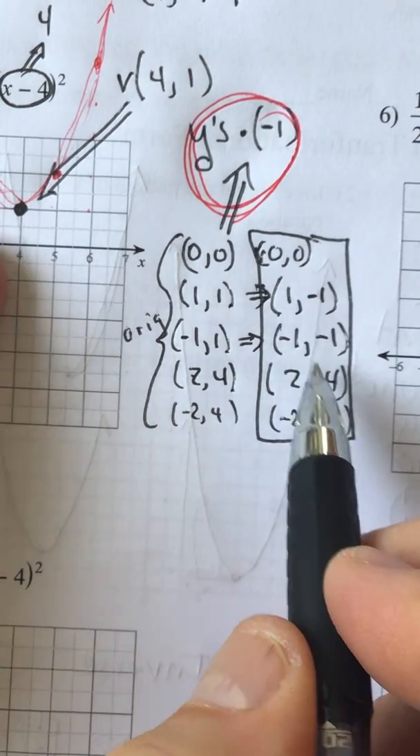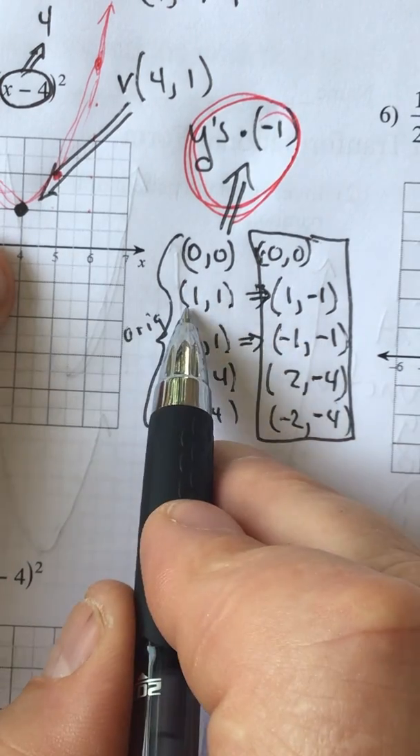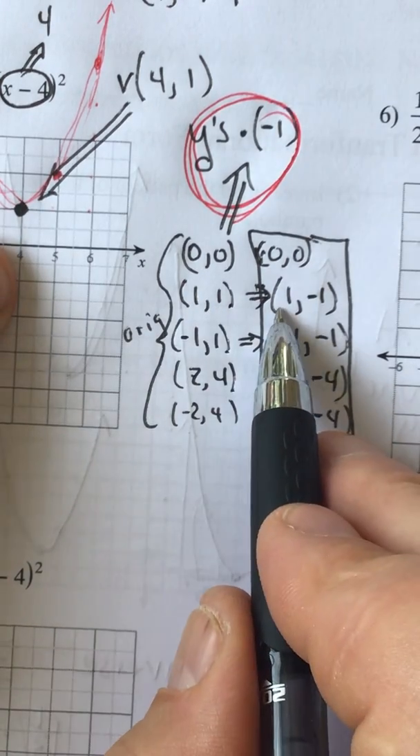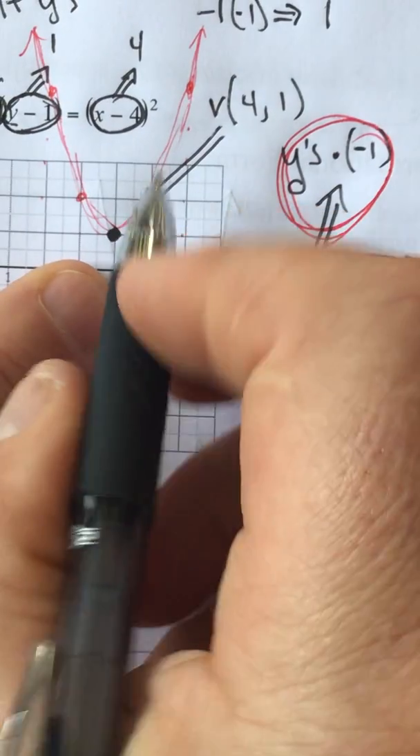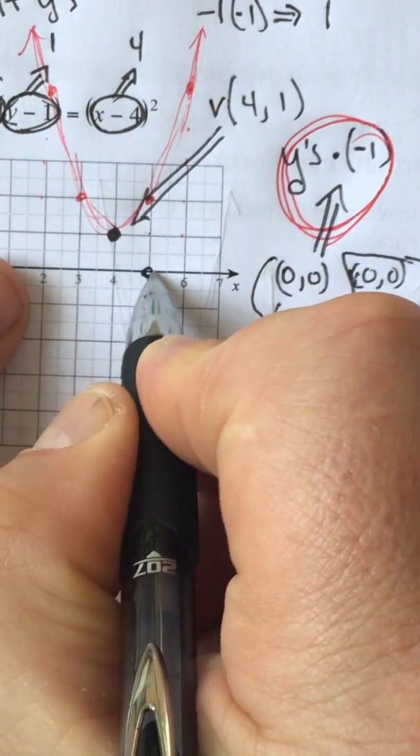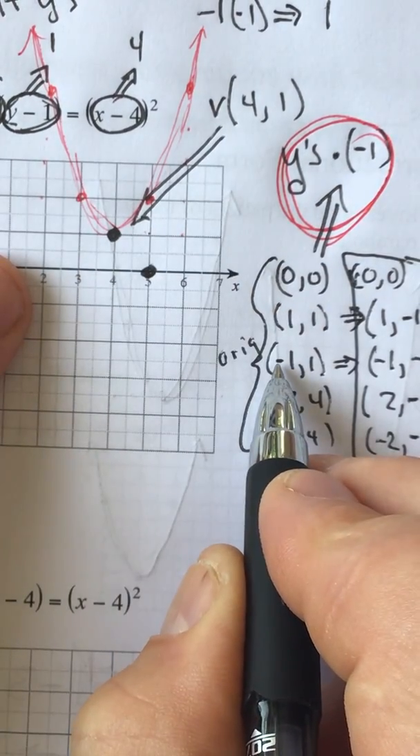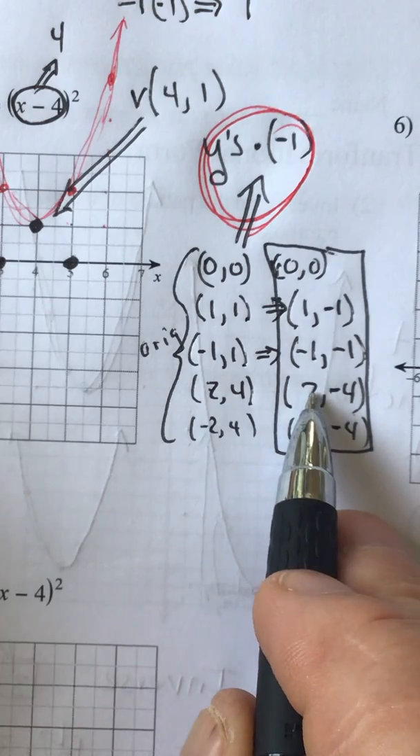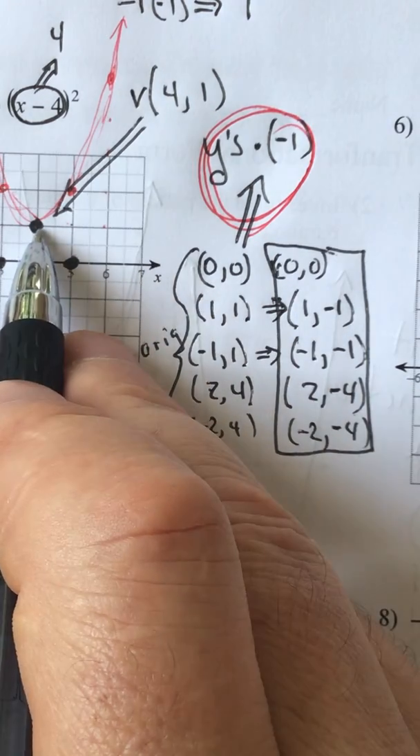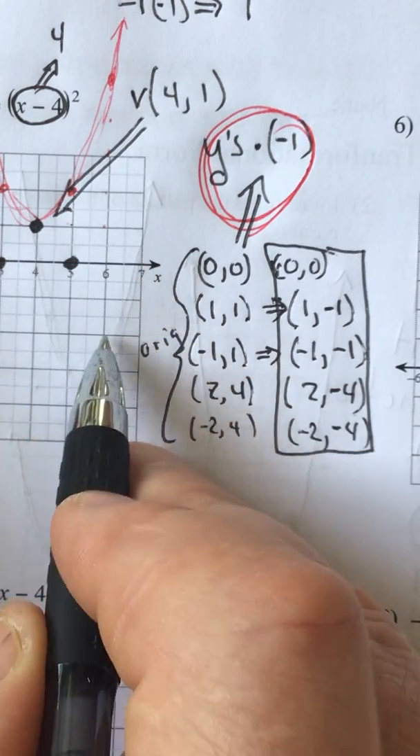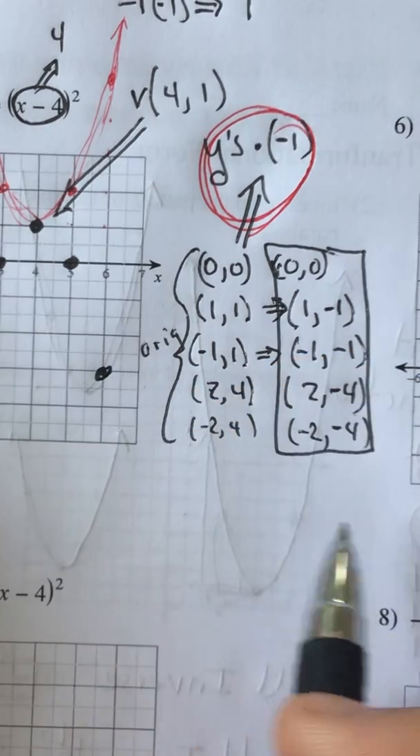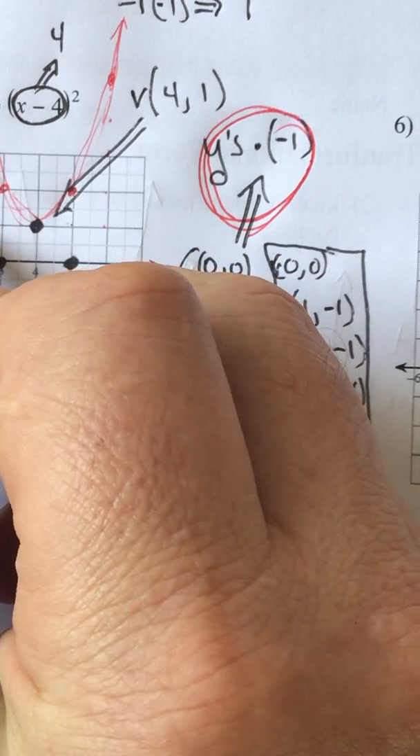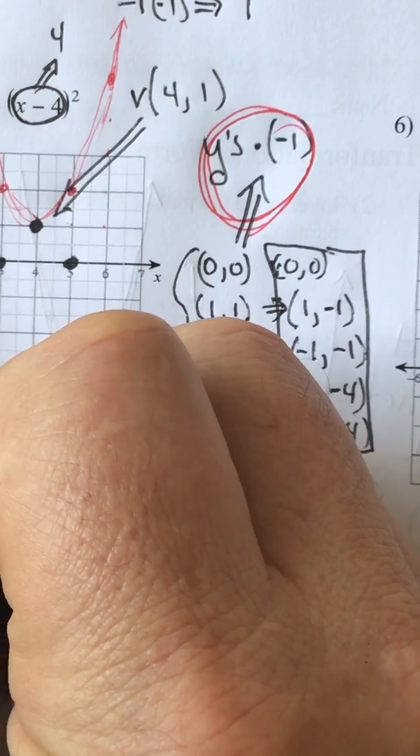See how I just turned them all upside down? Instead of going over 1, up 1, we're going over 1, down 1. So from our new vertex, over 1, down 1. And then this one, left 1, down 1. Here we'll go over 2, down 4 from the vertex. 1, 2, 1, 2, 3, 4. And then the other one will be over 2, down 4 in this direction.